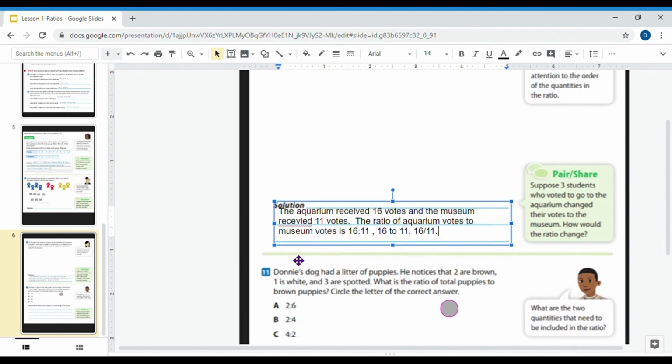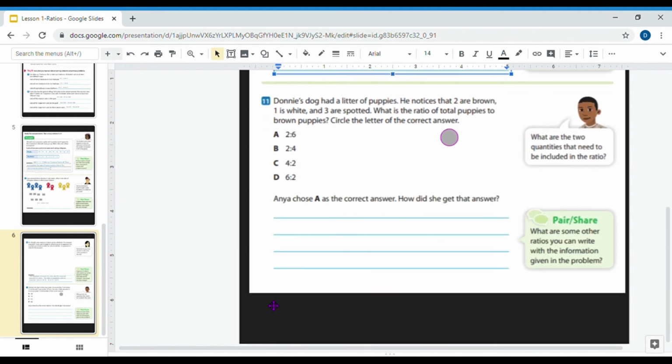So looking at number 11, this one says Donnie's dog had a litter of puppies. He notices that 2 are brown, 1 is white, and 3 are spotted. What is the ratio of total puppies to brown puppies? Circle the letter of the correct answer. So the total amount of puppies is going to be the first number that we're looking for, because after they ask what is the ratio, we can see total. So 2 plus 1 plus 3 is 6.